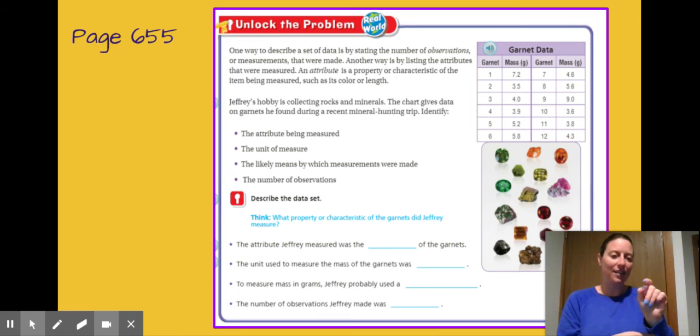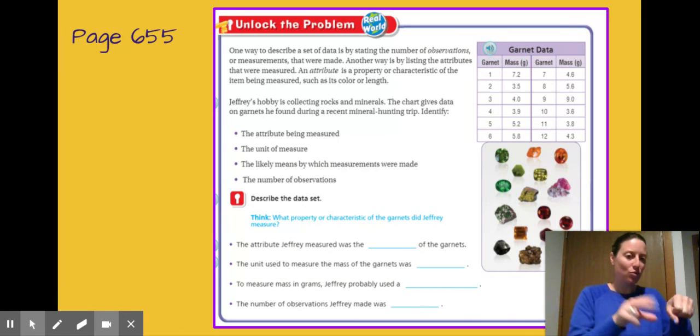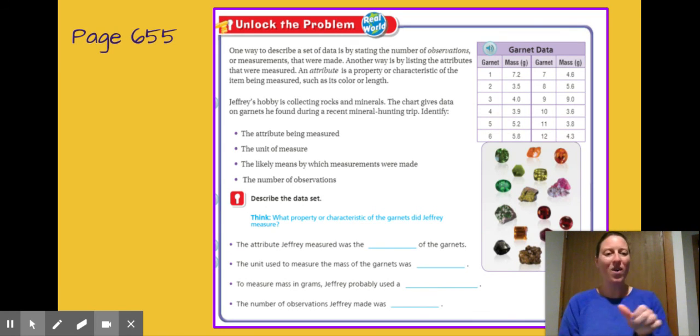Think to yourself, what property or characteristic of the rocks did Jeffrey measure? Would Jeffrey likely have gotten the same data set if he had measured a different group of rocks? Explain your answer. What other attributes of garnets or rocks could Jeffrey have measured? Think about this, fill in the questions, and then I'm going to make the next video for the next couple slides.